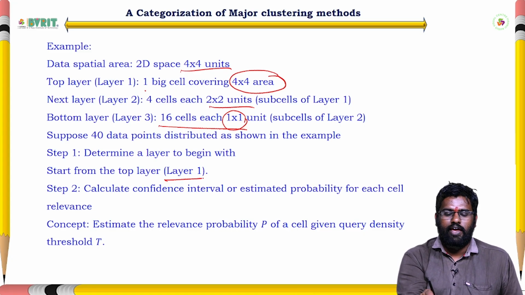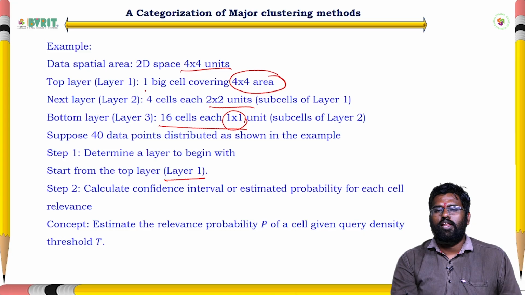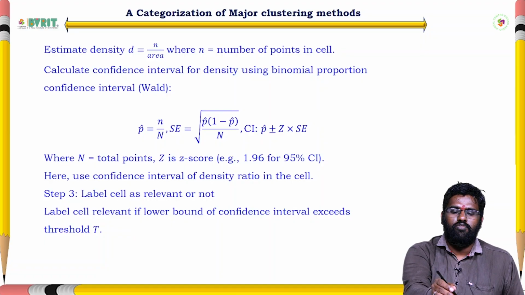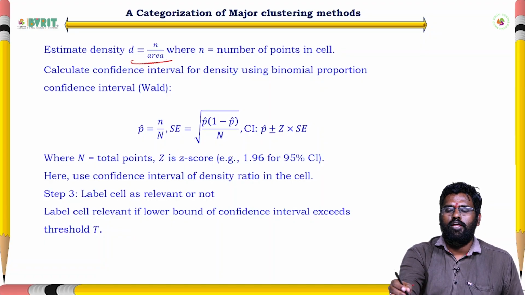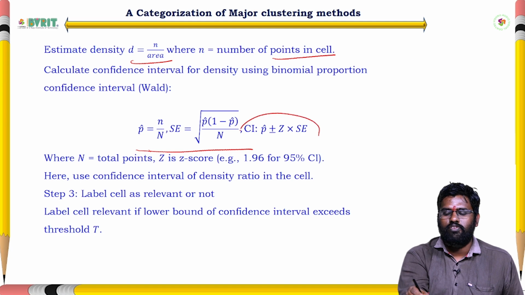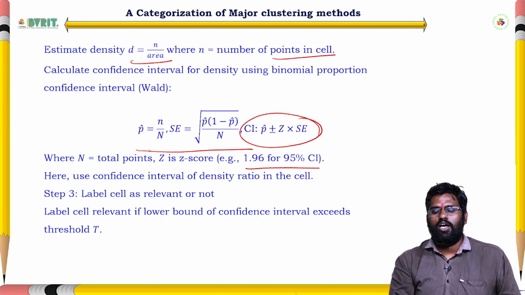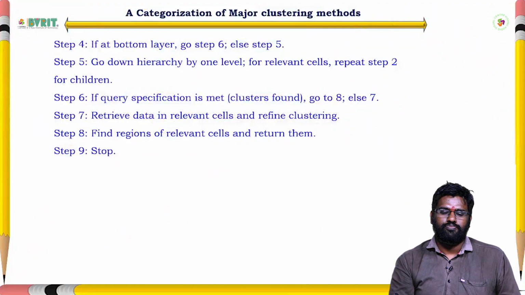First, the top layer contains the 4x4 area structure. Then we need to calculate the confidence interval. First we calculate the density, n by area, where n is the number of points in the cell. Then we calculate the confidence interval, and based on that we find out whether the cell is relevant or not. I will show you with an example.